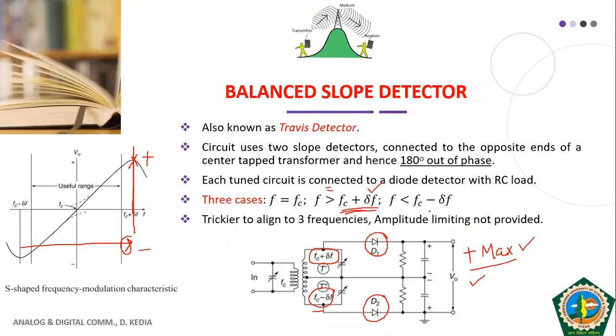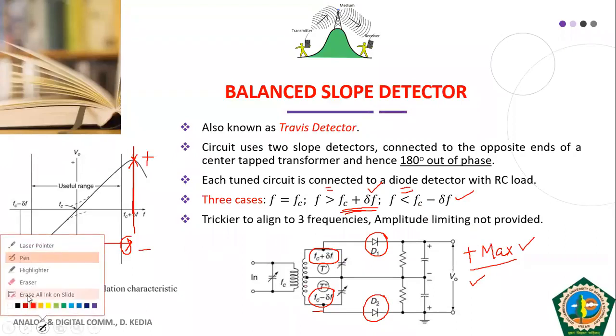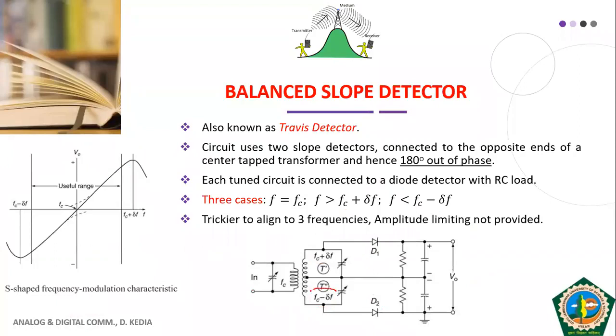And the reverse happens when my incoming signal frequency is equal to fc minus delta f. In that case, my lower portion of the circuit will give me maximum output, but that maximum output will be in the negative direction. Corresponding to this frequency, my second portion of the circuit will give me maximum output in the negative direction. But this fc minus delta f frequency is very far away from fc plus delta f. As a result, the output of the fc plus delta f portion will be, you can say, minimum.